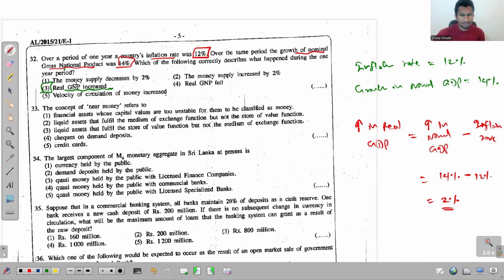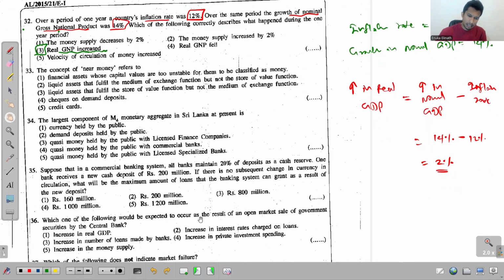So that's the answer. The fourth one says real GNP fell. No, that has increased. And the fifth one says velocity of circulation of money increased. No, we can't comment on that by looking at these two values. So the answer for this question 32 is the third one.